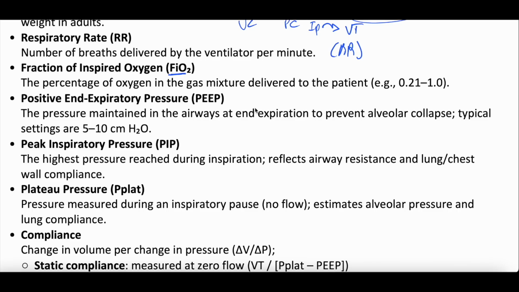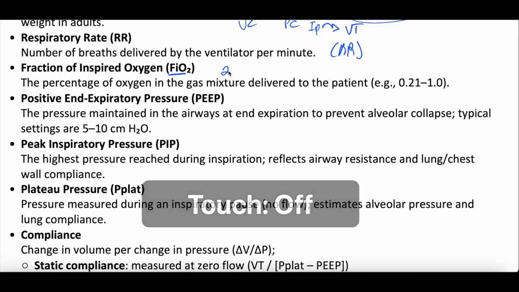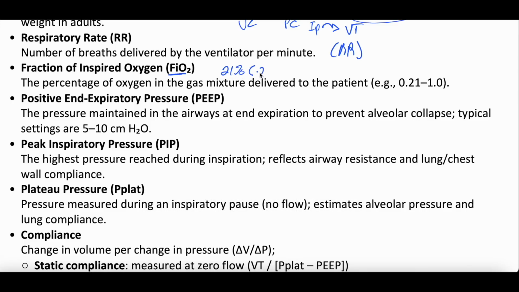This is often what we set to. It goes from 21%, or 0.21, all the way to 100%. Why is 21% the lowest? Well, that's the FiO2, the fraction of inspired oxygen of just atmospheric air. That's what we're all just breathing right now. So we don't put the oxygen lower than the lowest oxygen you would just breathe if you were breathing on your own.